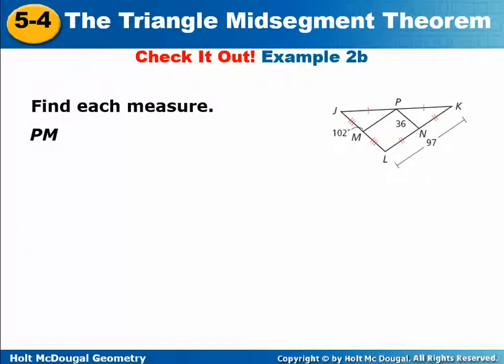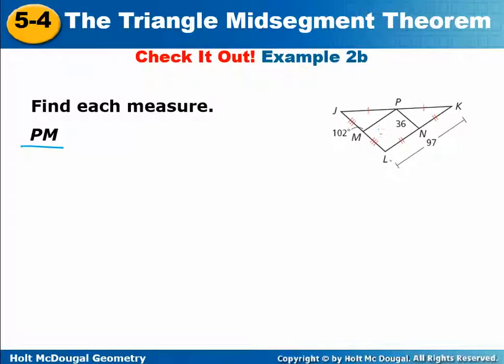In this one, they want us to find side PM, the length of it. Remember that you can tell if they're looking for an angle measure because they would have a little angle and they would name it either with 3 letters or 1. If they just have 2 capital letters next to each other, they're looking for the length of a side. This is a side length, not an angle measure, so we have to answer it with the length.